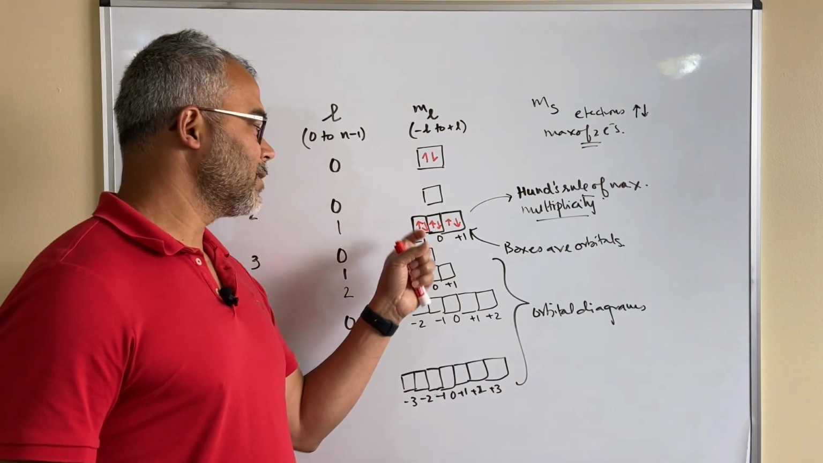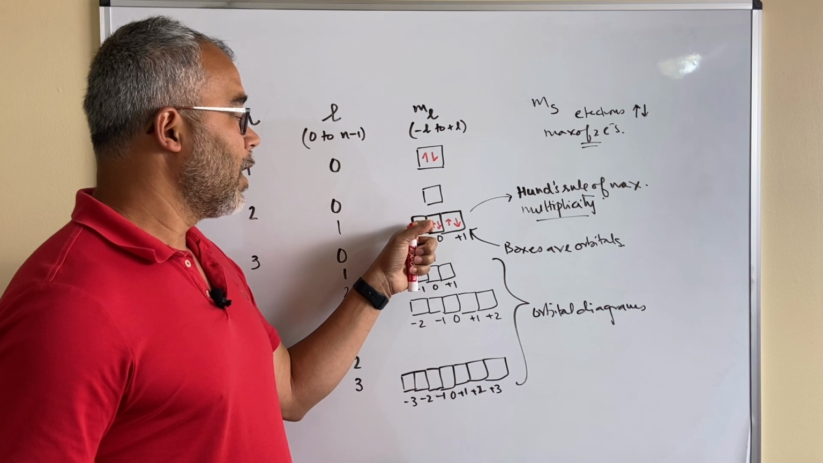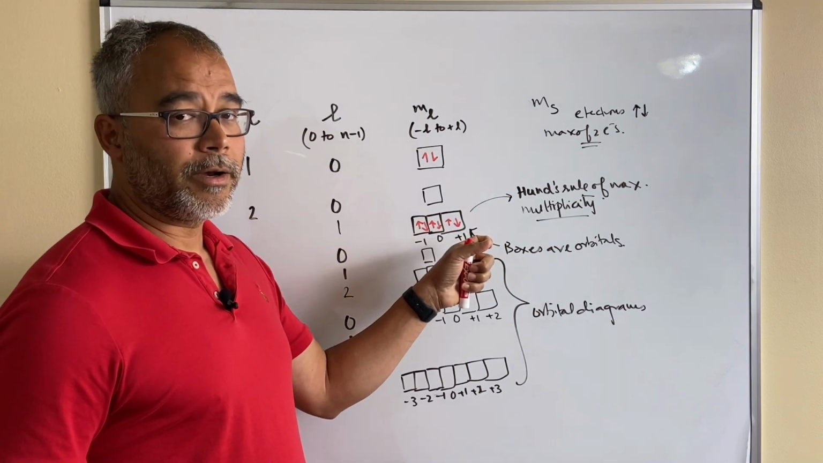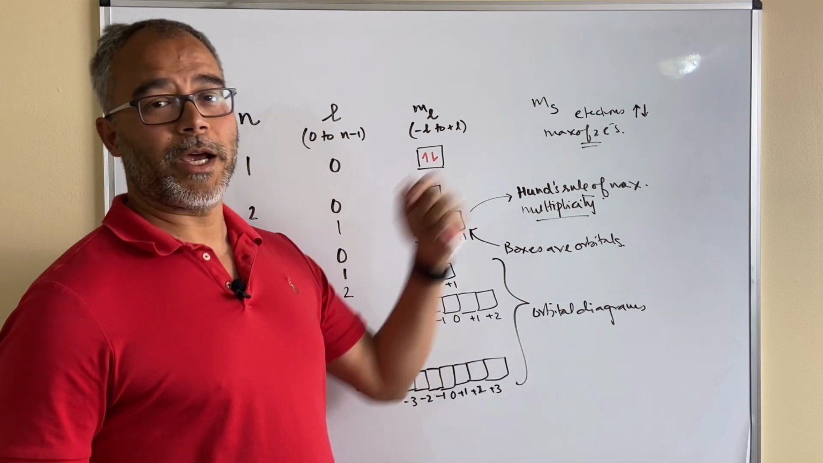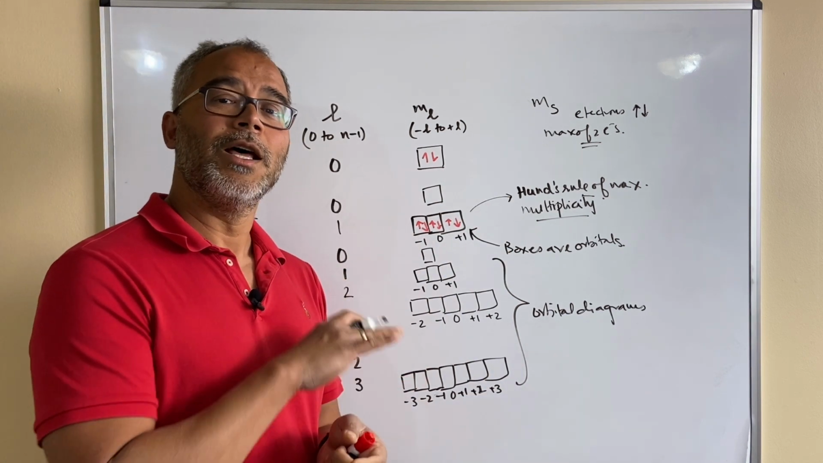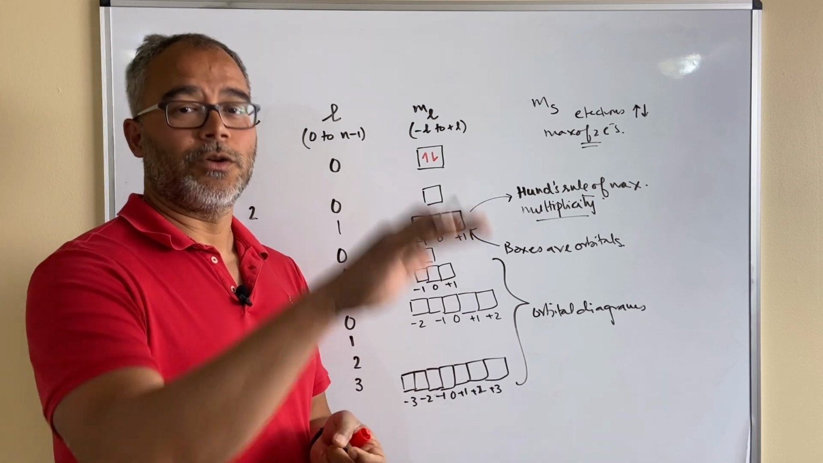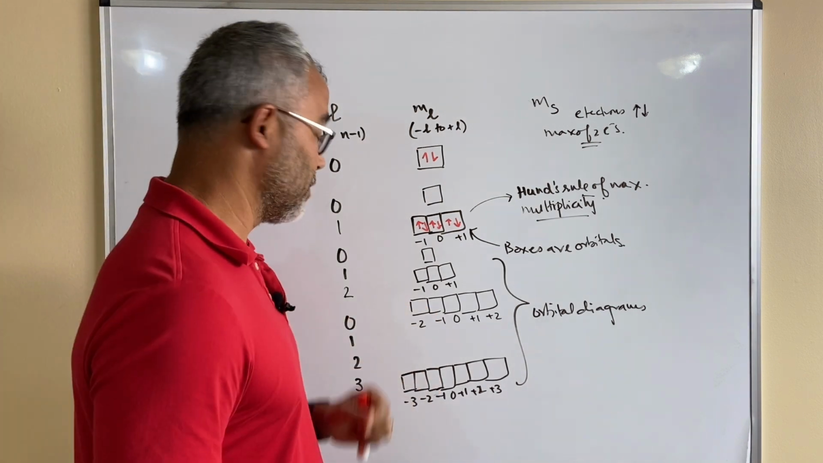Coming back to Hund's rule of maximum multiplicity, Hund's rule basically says that when you fill up electrons, you always fill them up unpaired in all the boxes first, and then you pair them up. The reason for that is because the unpaired electrons are always lower in energy than when you start pairing them up. So that's Hund's rule of maximum multiplicity.